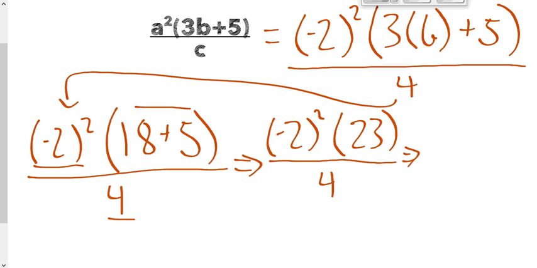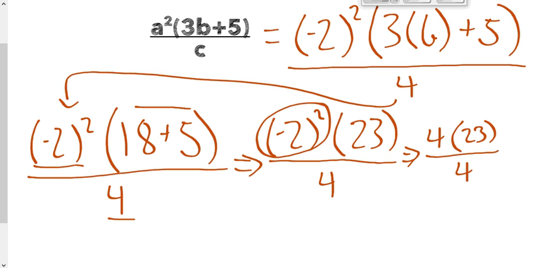Go next door. So now I have the opportunity to do an exponent, or I could multiply. And obviously, according to PEMDAS, exponent comes first. So -2 squared, or -2 times -2, is a positive 4 times 23 divided by 4.